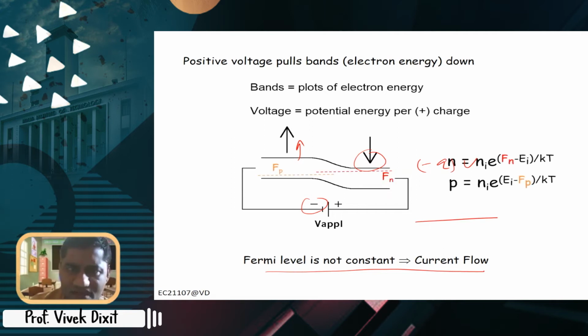And these are the expressions for carrier concentration. n is equal to ni exponential (EF minus Ei) by kT. p is equal to ni exponential (Ei minus EF) by kT. Now when we apply the voltage, they are not in equilibrium. So you will not have the same Fermi level, right? So that's why we defined separate Fermi levels for electrons and holes, and they are called quasi Fermi levels. That concept also we have discussed.